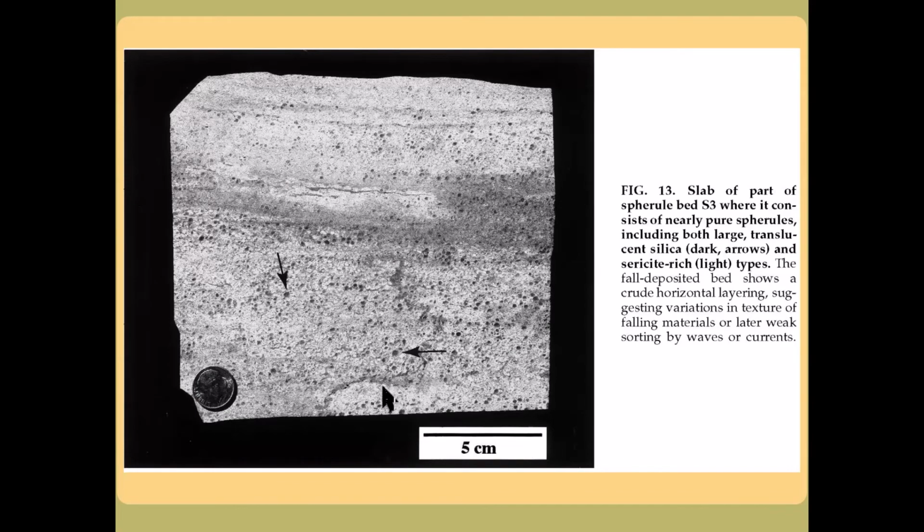This is one part of one bed. This bed ranges in thickness typically from 30 to 100 centimeters thick. The spherules are typically more than a millimeter thick. It's a gradation from coarser ones below here to finer ones at the top.